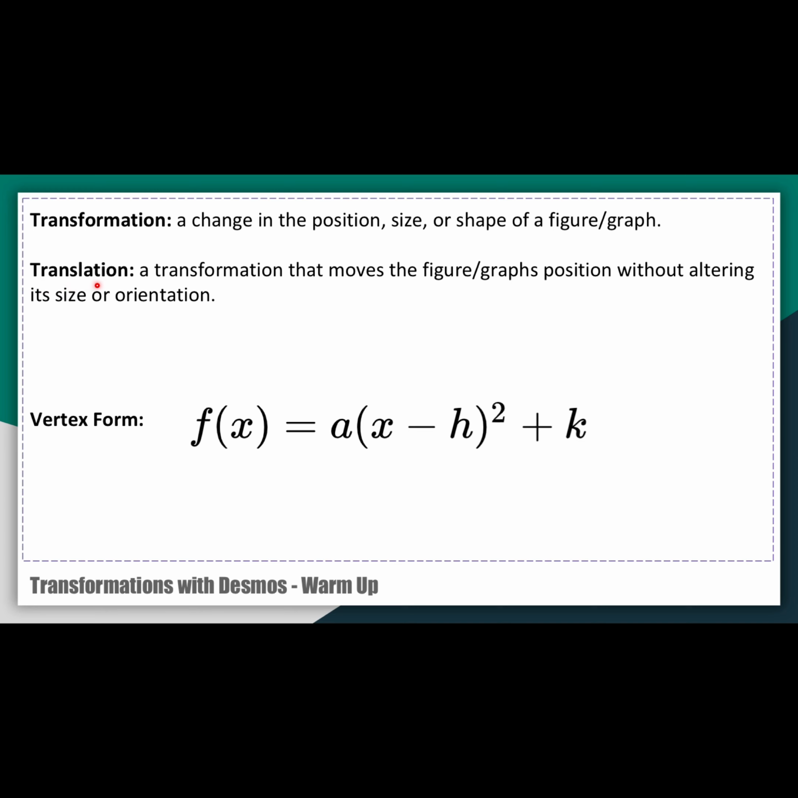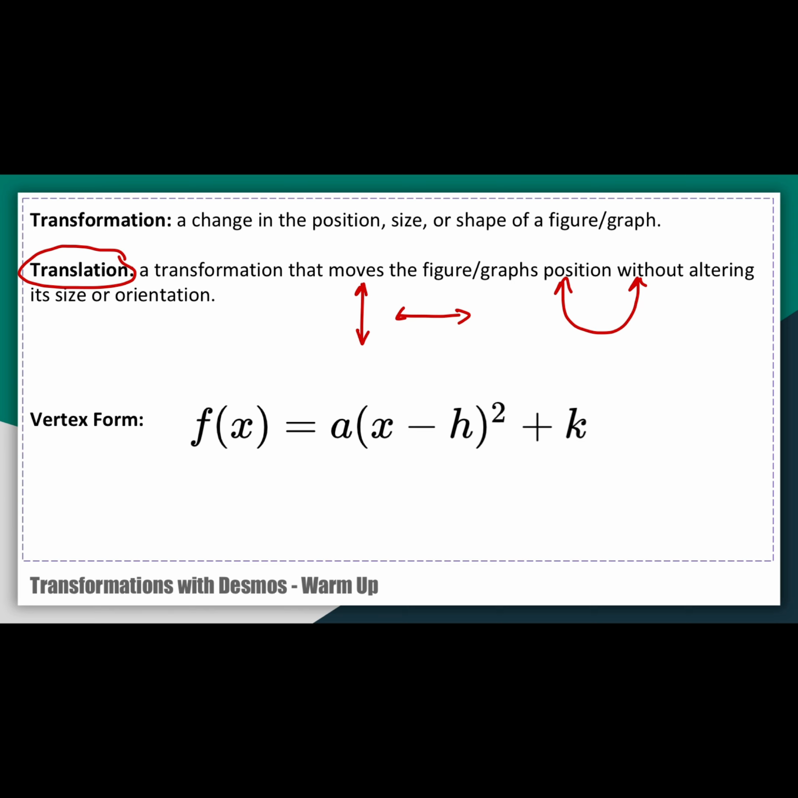Now, a translation, notice how it includes the word transformation in it. A translation is a type of transformation, okay? And that moves the figure or graph's position without altering its size or orientation. So what we mean by translation is we mean up or down. We mean left and right, but its actual graph would not look any different. The parabola, the U shape, would be exactly the same. It would just be in a different location, okay? So translation is more limited than transformation. Transformation covers all the things we can do to it, okay?